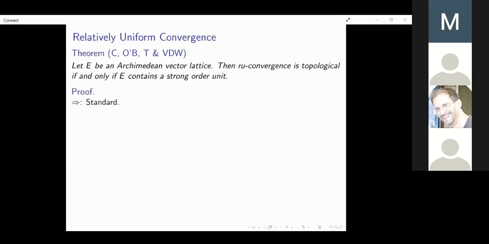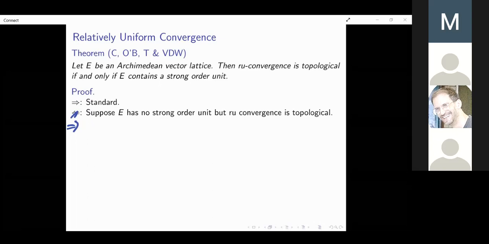Well, I think it's the other direction first. If E contains a strong order unit, then relatively uniform convergence is, in fact, norm convergence with respect to the gauge norm generated by the order unit. So in that case, relatively uniform convergence is certainly topological. So let's look in the other direction. Let's suppose E has no strong order unit, but RU convergence is topological.